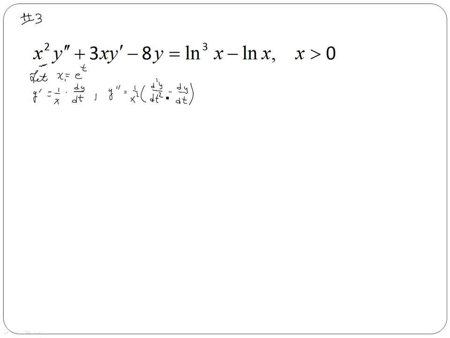When you make these substitutions, notice that this 1 over x squared will cancel out with the x squared. And so your second derivative term is just going to be the second derivative minus the first derivative. So I'm going to get second derivative minus first derivative when I substitute into this first term. And then I get plus 3 times x times my first derivative. And notice that the first derivative has a 1 over x that will cancel out with this x. And so I just get 3 times my first derivative term.